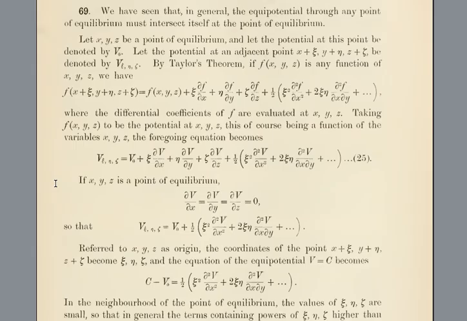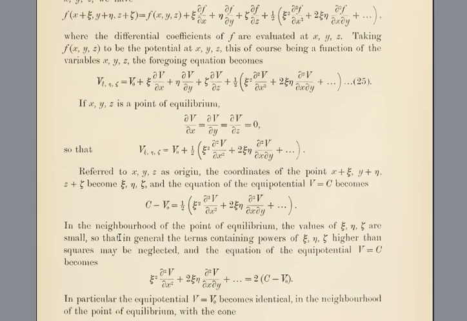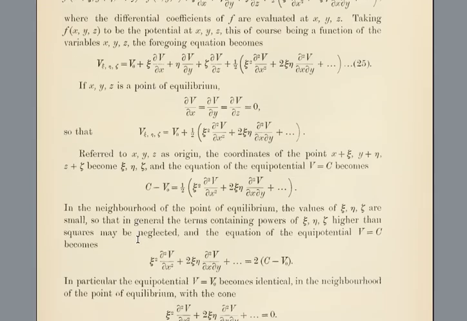If x, y, z is a point of equilibrium, then the first derivatives of the potential vanish, so that the equation simplifies to potential at the displaced point equals potential at the equilibrium point plus 1/2 the sum of the second derivatives multiplied by the squares of the displacements. Referred to x, y, z as origin, the coordinates of the displaced point x plus xi, y plus eta, z plus zeta become xi, eta, zeta, and the equation of the equipotential at the displaced location becomes sum of second derivatives of the potential multiplied by the squares of the displacements equals constant.